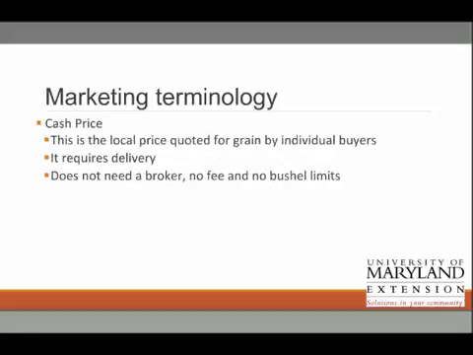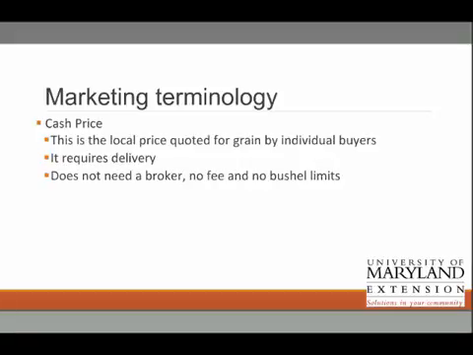Then there's the cash price. And so locally, one area may quote a cash price differently. So it's the local price quoted for grain by individual buyers. So I'm in Easton today, and I may call our Easton Purdue plant, and they say this is what we're selling for corn and soybeans. I may call the lower shore to a Mount Air elevator, and they quote me with a different price. So the cash price is what's locally being offered.